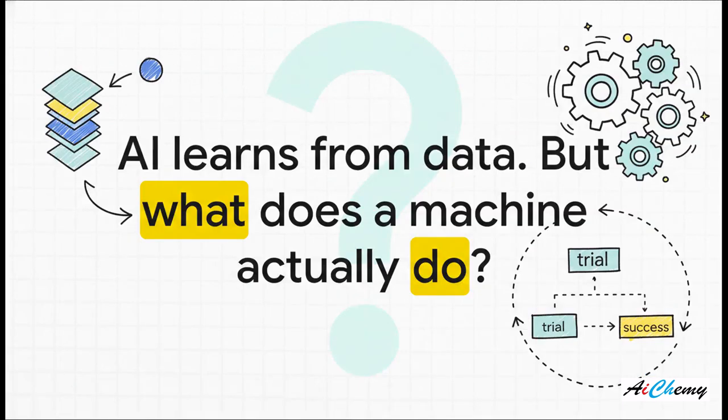So this is the big question we're tackling. We are going to peel back the layers and look at the actual mechanics of what we call machine learning. Because it's not magic at all. It's actually a fascinating, totally logical process of trial and error. It just happens at a speed and a scale that is almost impossible for us to wrap our heads around.